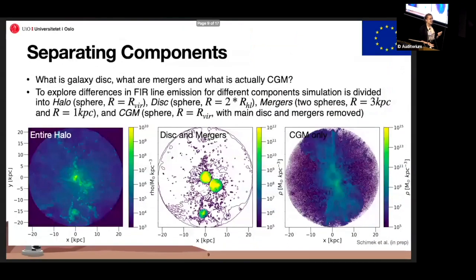To kind of distinguish where the emission I'm modeling comes from, I'm separating the galaxy into different components. The entire halo is just everything out to the virial radius, then the main disk and the merger components, and then removing the main disk and the mergers, we have the pure CGM, which you can quite nicely see here.